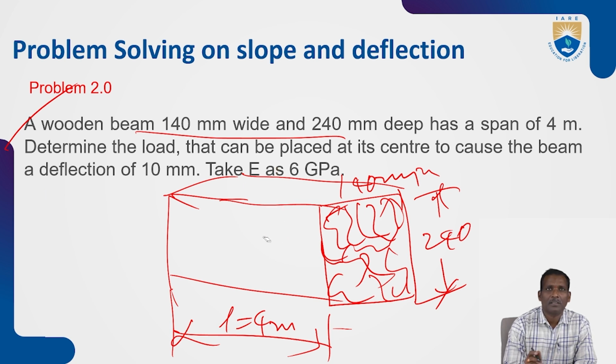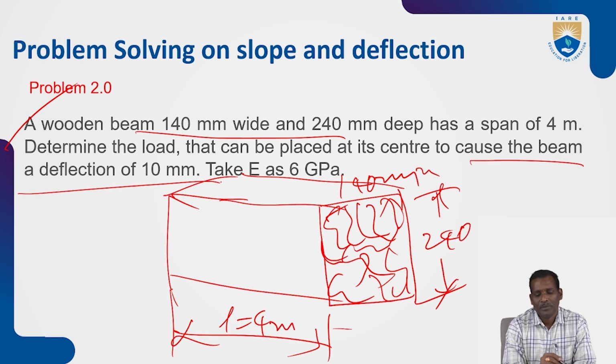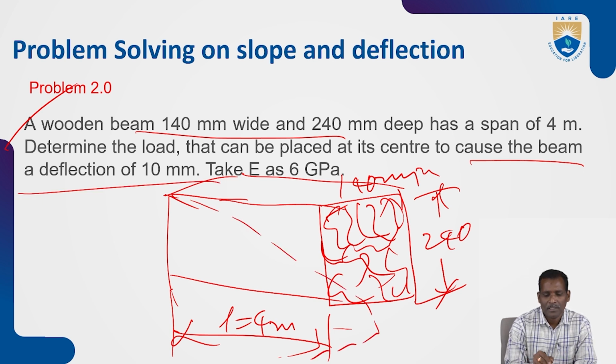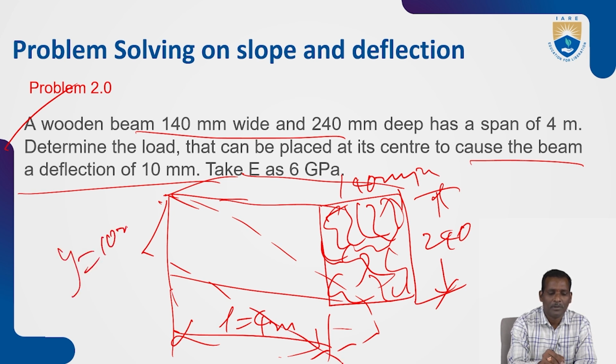So in the previous problem, the deflection was not given, the load was given. For the load, how much is it deflected? So we needed to calculate it. In the previous problem we already calculated that. But in this one, which load can be placed at its center to cause the beam a deflection of 10 mm? Suppose the beam is deflected like this. So the deflection is 10 mm.